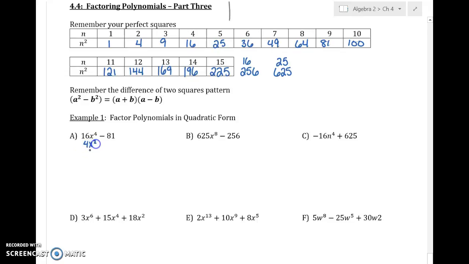4x squared. So before, we would have something like 16x squared. Now we're going to have 16x to the 4th. This is called quadratic form, when it follows the same patterns as before, but with larger exponents. 81 is the perfect square of 9. So this factors into 4x squared plus 9 times 4x squared minus 9.